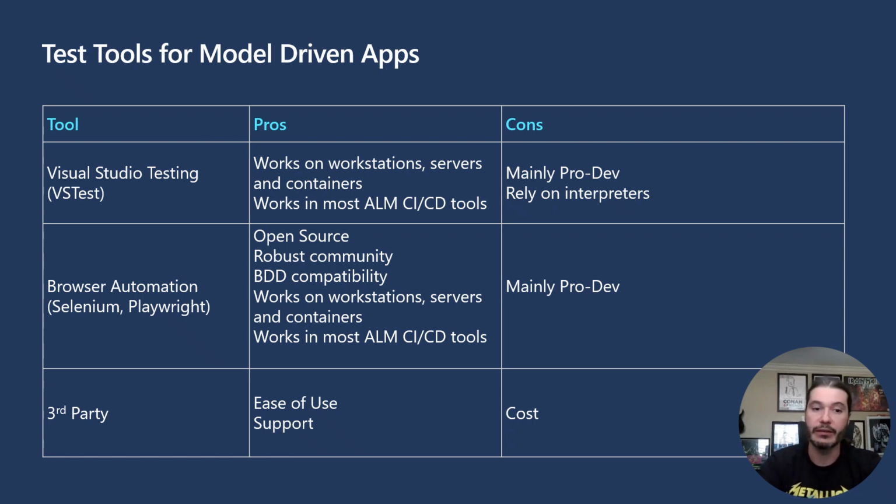The tool we'll be using for browser automation will be based off of known frameworks such as Selenium or Playwright. The pros of it is that it's open source, has a robust community, works with behavior-driven development, so it has compatibility with that. Again, works on workstations, servers and containers, and will work on the CI/CD tools.